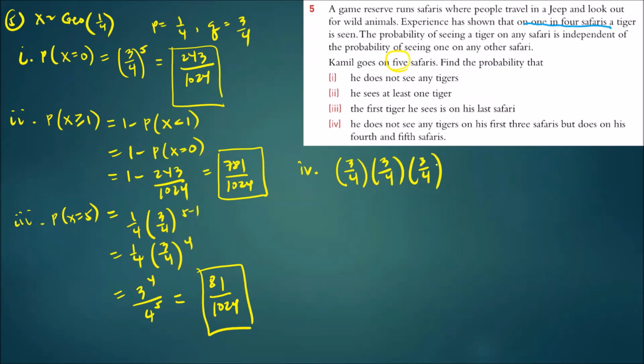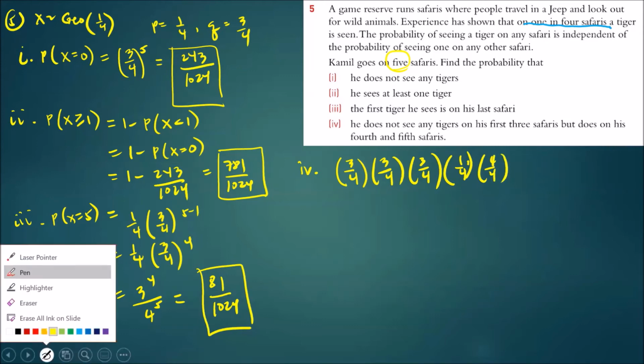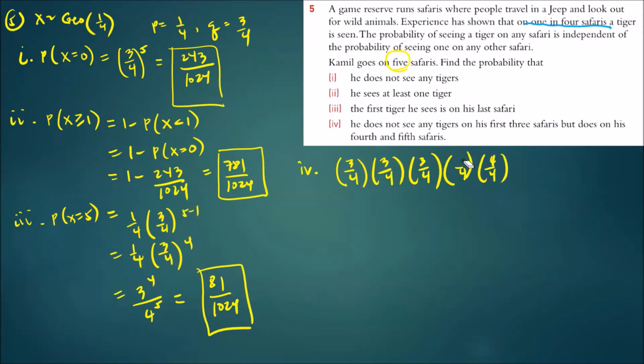And he sees them on the 4th and 5th. So that would be a success. So that's 1/4 multiplied by 1/4. Let me fix my writing. So we have 1 by 4 multiplied by 1 by 4. So this will give us 27 over 1024.